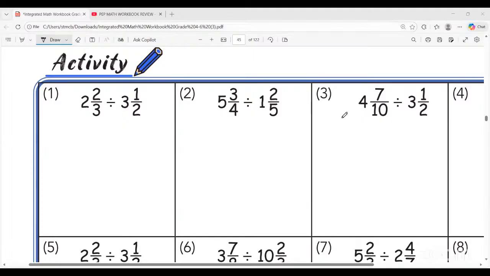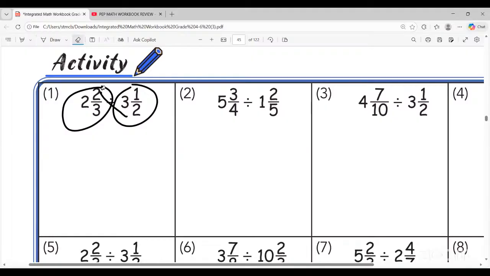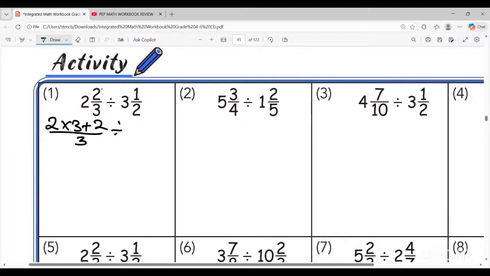All right, guys. I could do number 1 now. So we have 2 and 2/3 divided by 3.5. So we do our conversion. Remember, guys, we need to convert. All right. Let's go. So we have 2 times 3 plus 2. Okay, of course, same denominator, right? So division, 3 times 2 plus 1 over 2. 2 times 3 is 6 plus 2, 8 over 3.